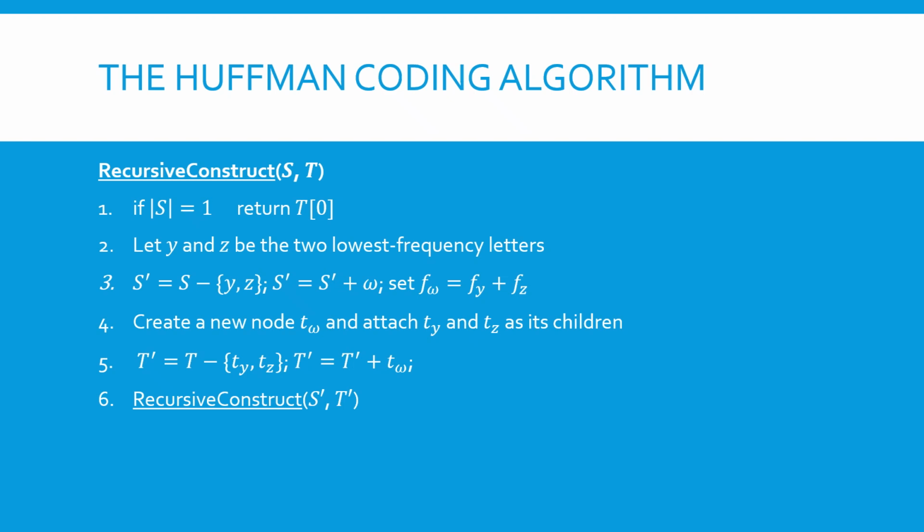Note that S prime contains one fewer element than S. In line 4, we create a new tree, T omega, and attach the two trees, Ty and Tz, as its children. In line 5, we remove Ty and Tz from the forest T and add T omega, forming a new forest, T prime. The size of T prime is 1 less than that of T. Finally, we recursively apply this process to the updated symbol set S prime and forest T prime.